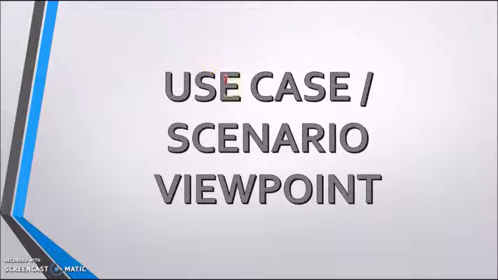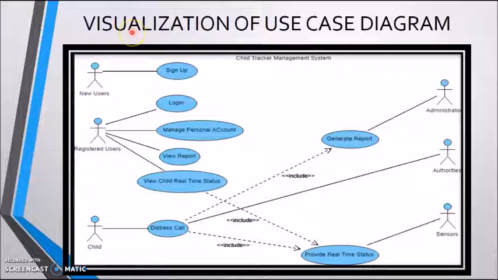Okay, so next is the use case or scenario viewpoint. This is the visualization of the use case diagram of the child tracker management system. As you can see, there are 6 actors, which are new users, registered users, child, administrator, authorities, and sensors. And there are 8 use cases, which are sign up, login, manage personal account, view report, view child real-time status, distress call, generate report, and provide real-time status.